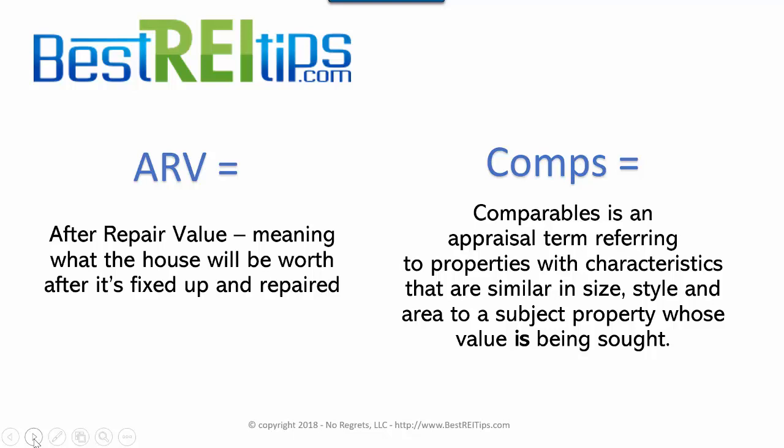Now, a comp is a short word for comparables, okay, which is really just an appraisal term that refers to finding similar properties with similar characteristics, similar size, similar style to the subject property that you're trying to create a value for. So whether it's done through an official appraiser, or a realtor, or through another method we'll talk about, you're really trying to get a comp, which is to say this is approximately what this house is worth because it's similar in size, shape, condition and characteristics to this house, which sold for X amount.